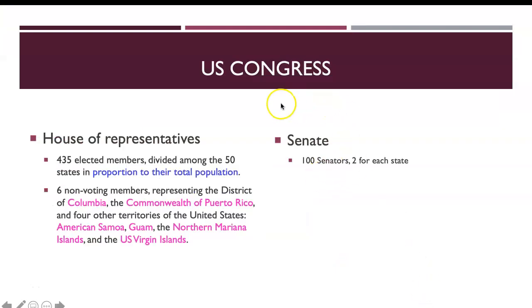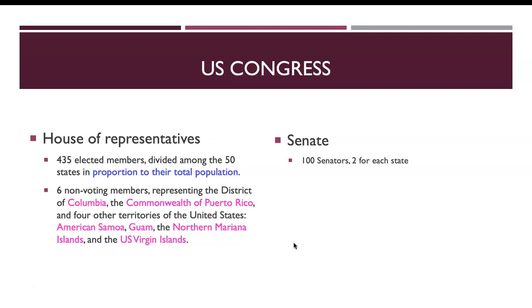The U.S. Congress is made of the House of Representatives and the Senate. In the House of Representatives, 435 elected members are divided among the 50 states in proportion to their total population. And there are 6 non-voting members representing the District of Columbia, the Commonwealth of Puerto Rico, and the 4 other territories of the United States. And in the Senate, there are 100 senators, 2 for each of the 50 states.